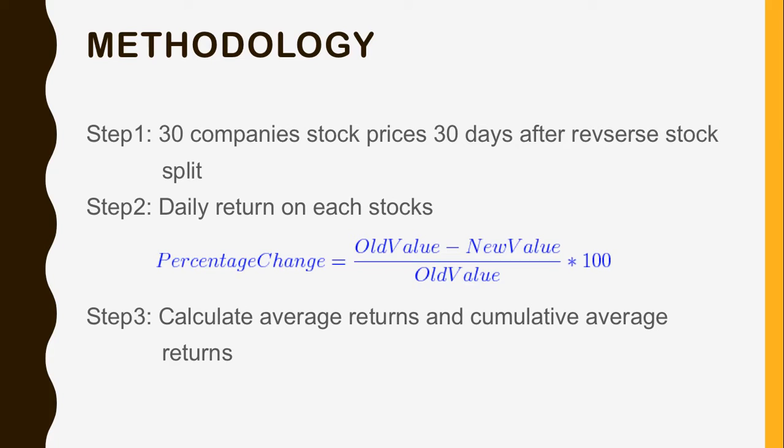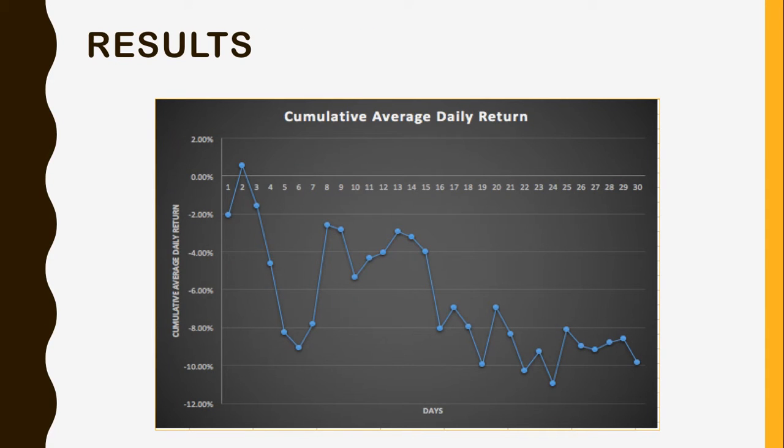I chose 30 companies randomly that had reverse stock splits from June 2015 to June 2016. 30 days of stock prices were collected. Since each company has a different price scale, I decided to calculate the daily returns so that the stock prices are represented by percentages. Then I calculated the average return for each day and drew a graph of cumulative average daily returns to see the price pattern. And finally, we have this graph.